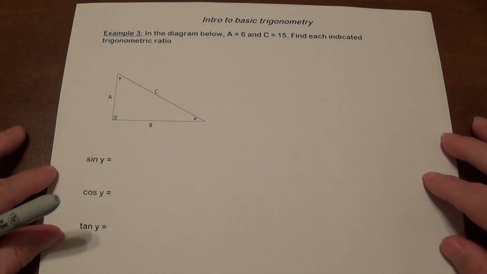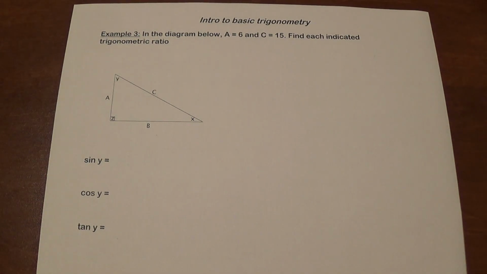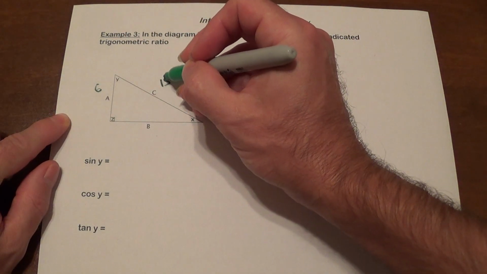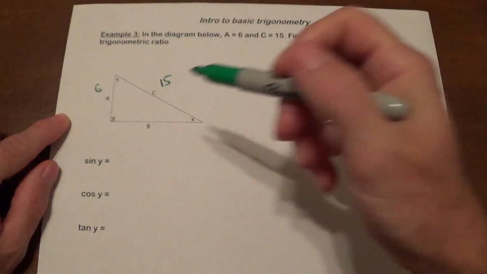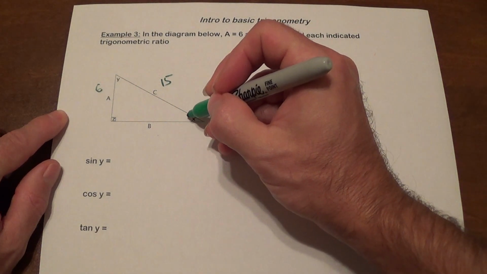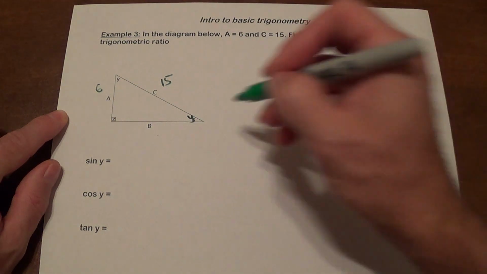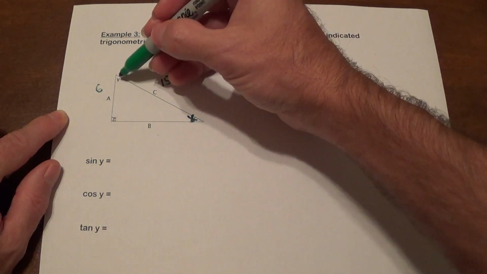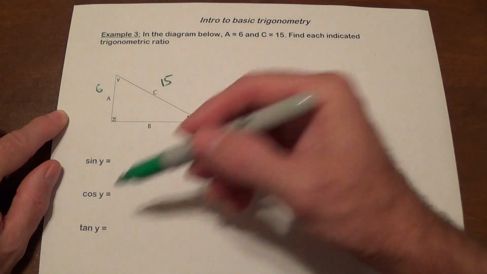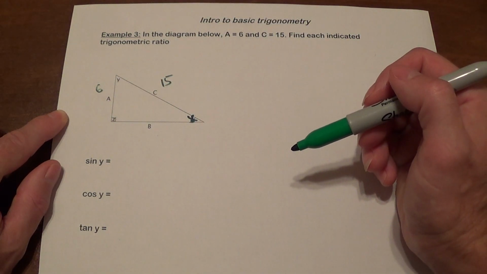Alright, we have this example. So in this diagram we know that A is 6 and C is 15. So now we know one leg and the hypotenuse. This is angle Y. So we're trying to find sine, cosine, and tangent for that angle.